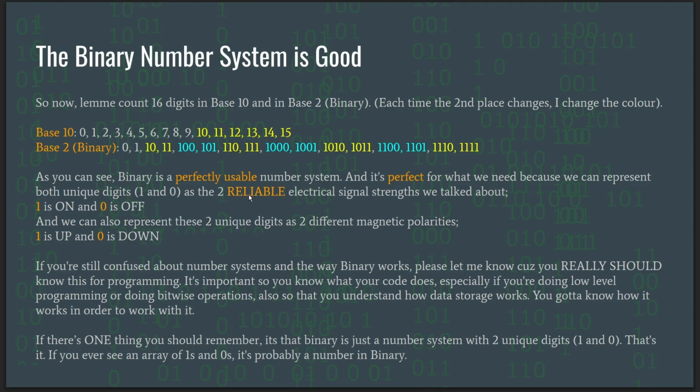And it's perfect for what we need, because we can represent both unique digits, 1 and 0, as the two reliable electrical signal strengths that we talked about. 1 can be on and 0 is off.